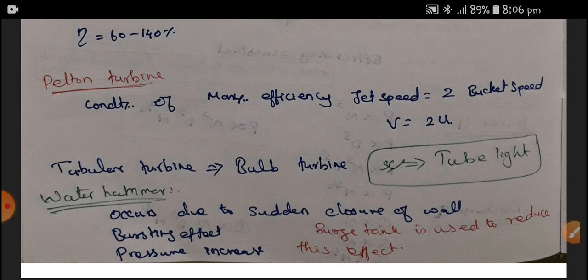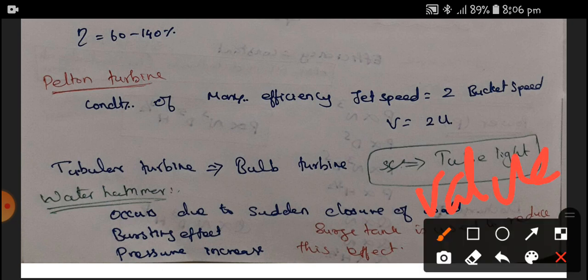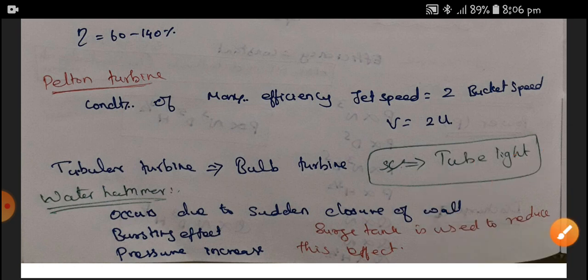So water hammer occurs due to sudden closure of valve. So sudden closure of valve will create a bursting effect. The pressure is being increased. In order to recover from this problem, we are using surge tanks. Surge tank will help the penstock in the safest manner, whereas water hammer tends to burst the penstock. So if it bursts, the high amount of potential energy is being delivered through this small crack, so it may cause anything.